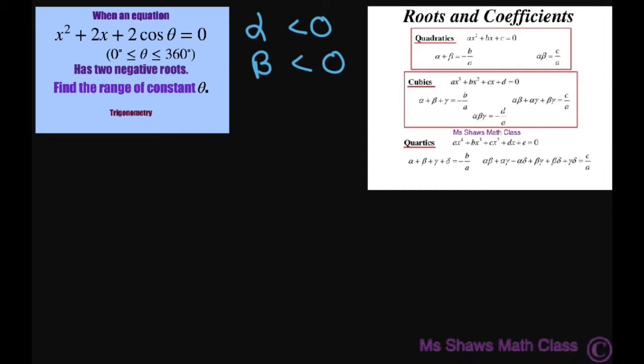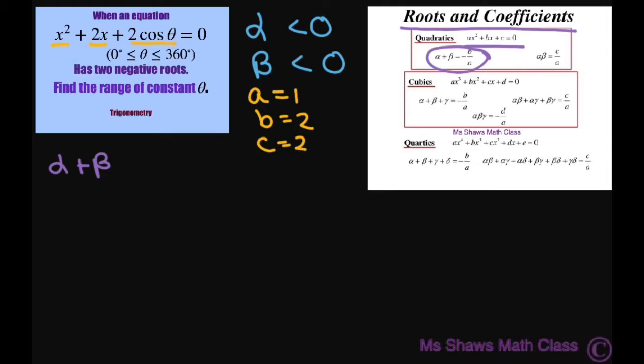Now, by the relationship between the roots and the coefficients, we have a quadratic here. So I know that alpha plus beta equals negative b over a. Let's write down the coefficients: my a is 1, my b is 2, and my constant c is 2 cosine of theta. So alpha plus beta is just negative b divided by 1, which is negative 2.